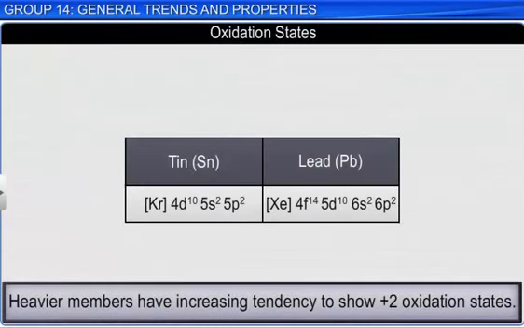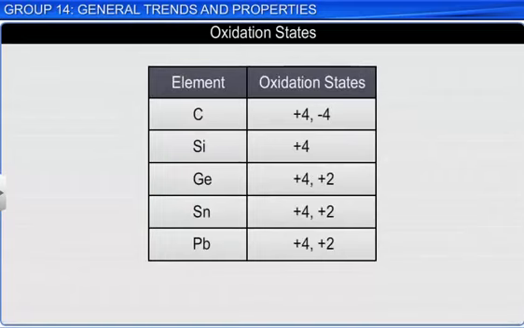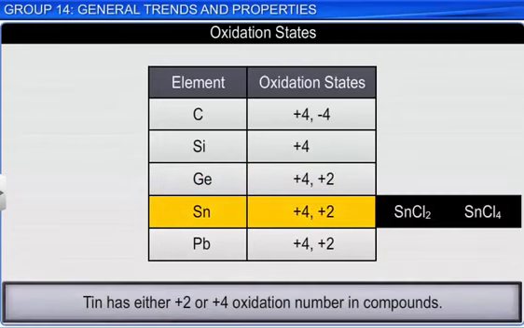The heavier members of the family are more likely to show +2 oxidation states than the lighter members. This is because the outermost s electrons, which are paired, don't participate in bonding. Thus, it is observed that germanium most commonly exhibits a +4 oxidation state in compounds, and only rarely a +2 oxidation state. Tin is found in both +2 and +4 oxidation states in compounds. For example, the tin(II) chloride and tin(IV) chloride forms.